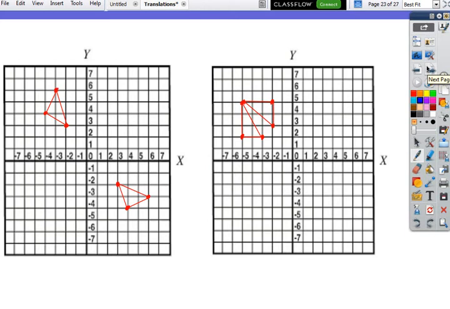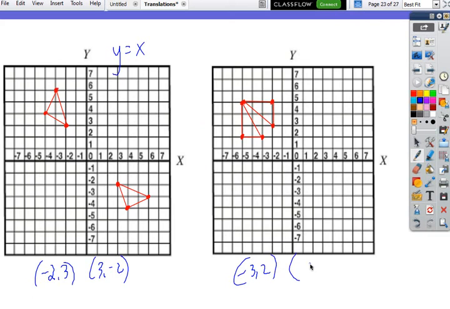How do we figure it out? Write a point down and see what happens to it. -2, 3 would match up with 3, -2. What did I do with those? I swapped the position. If you swap the position, that is y equals x. Same process here. If I go -3, 2, and then -2, 3, what did I do? I swapped and changed signs. That's y equals -x.